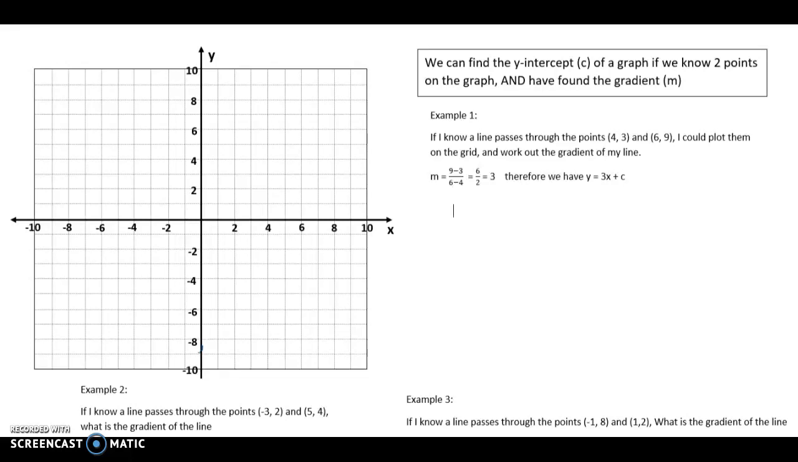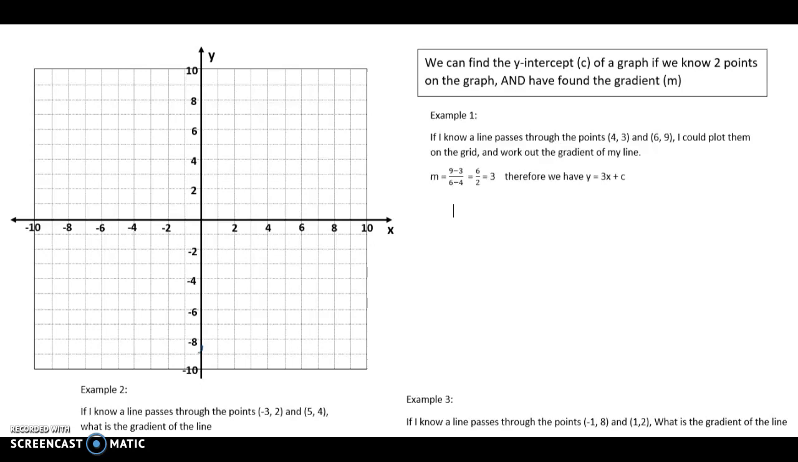What we're going to be looking at today is finding out what my C value is if I already have found the M value, or the gradient, on my linear equation. So we've been given 2 points and we found the gradient, and now we're going to find the y-intercept, or the C value, of my linear graph.